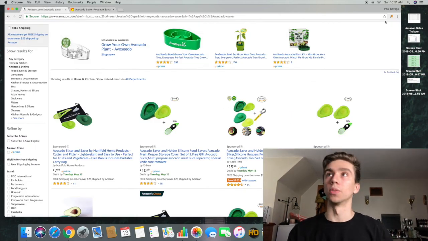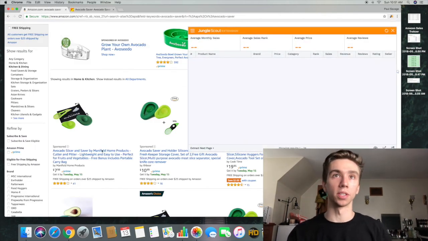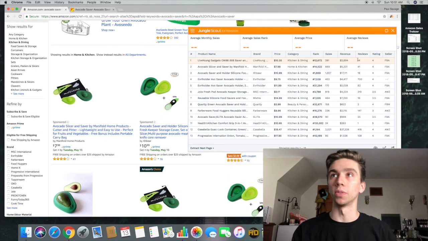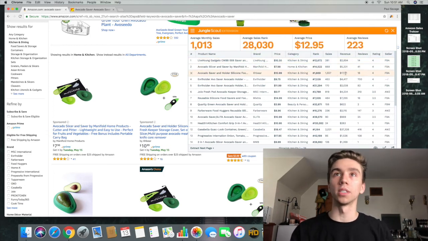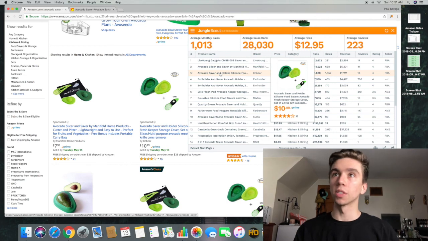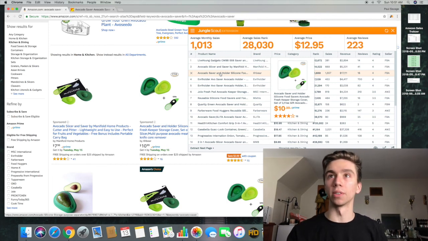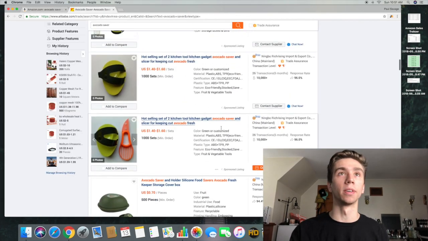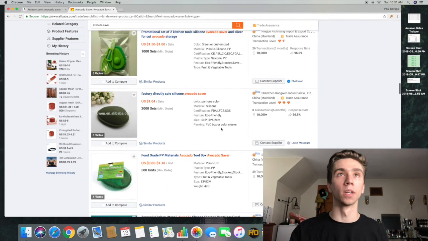So let's go look. So we'll pull up Jungle Scout here so we could see what all these listings are doing per month. Right off the bat, you can see the reviews are totally different. We're looking at 15 reviews, 41 reviews, 16 reviews. So this is a good example right here. So we have an avocado saver and holder with that little tool. So that is almost exactly what we just found on Alibaba. Where was that? Right here.